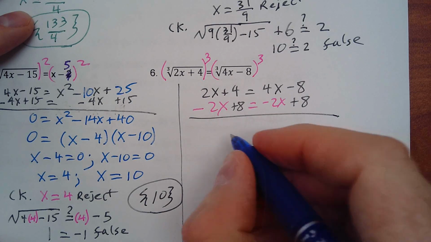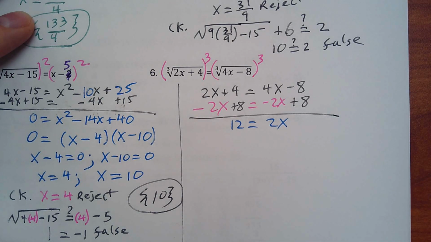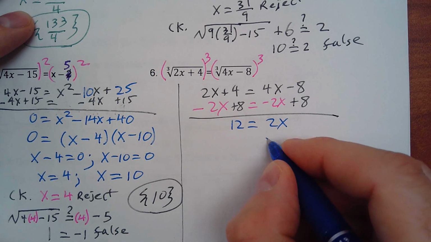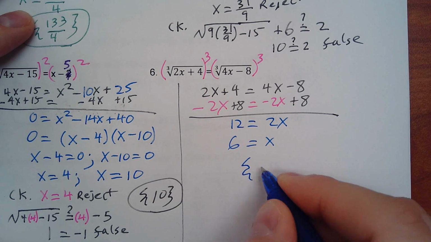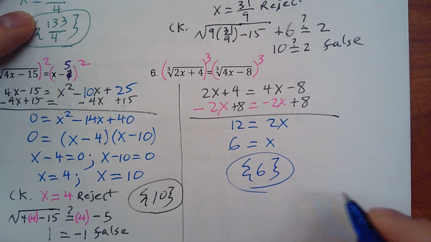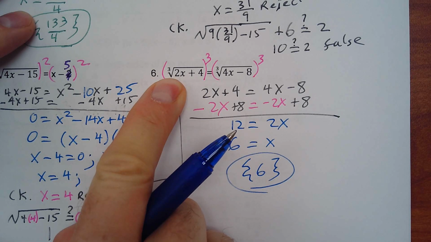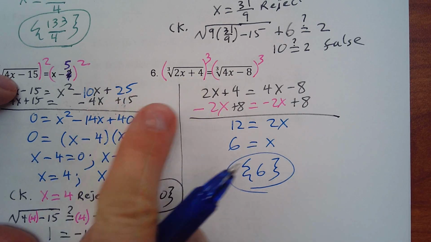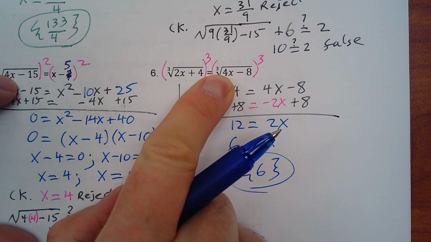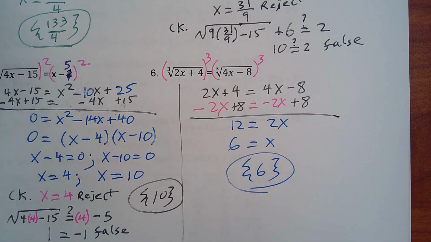So that gives us 12 equals 2x. Divide both sides by 2. That's going to give us 6. I don't need to do the checks as it's an odd root, but I can. 2 times 6 is 12. Plus 4 is 16. That's the cube root of 16. 4 times 6 is 24. Minus 8 is 16. That's the cube root of 16. Cube root of 16 equals cube root of 16. It does work.